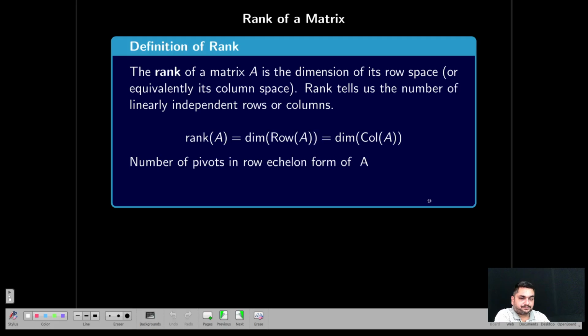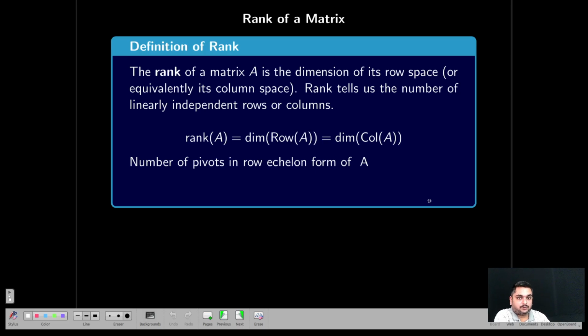What is a rank? We already understood the row space and column space and how to find them using row echelon form and column echelon form. How do we define rank? The rank of a matrix A is the dimension of its row space, which is equivalent to its column space. So first you have to find the row space and then count the number of vectors in it.